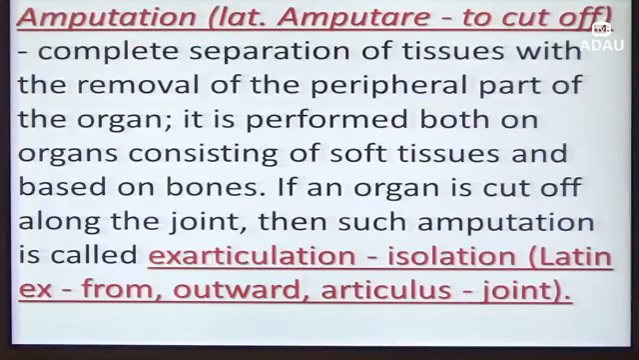What is amputation? Amputation is from the Latin amputare, to cut off. This is when we want to remove some part of an organ, some peripheral part, or we remove tissues. And there is exarticulation, from the Latin ex, outward, and articulus, joint. This is when we only want to remove a special peripheral part, maybe in animals a hind limb or one forelimb.